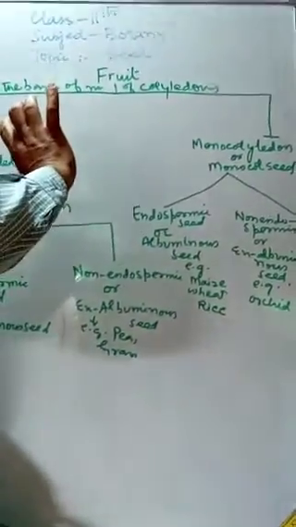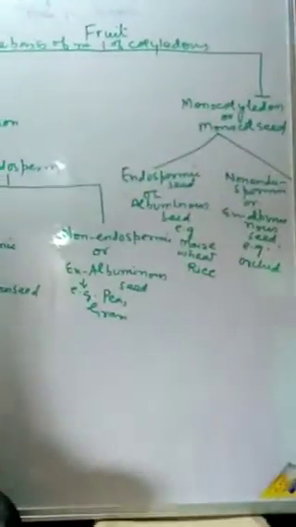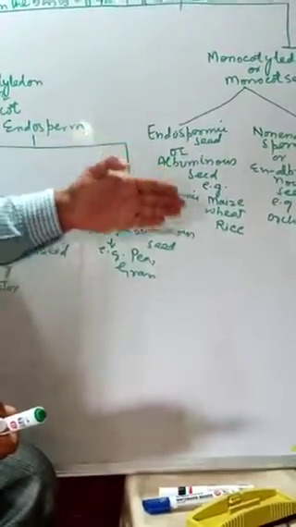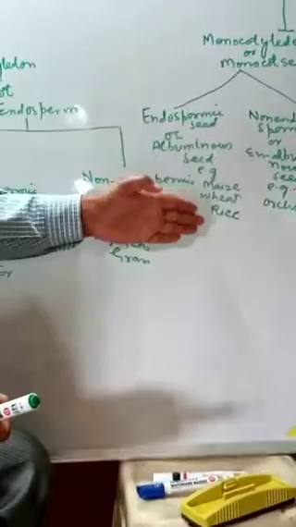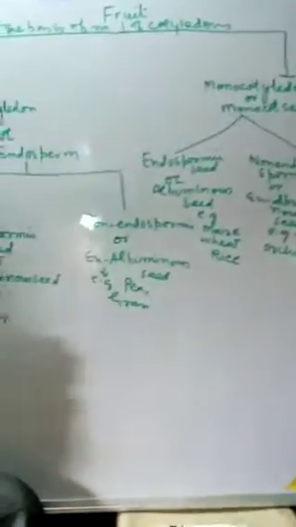The same procedure, या जो हम criteria देखेंगे, that is used for this monocotyledonous seed. For that of endospermic seed or albuminous seed, we have got the example maize, wheat and rice. And that of the non-endospermic seed or ex-albuminous seed, we have the example that we have got the orchid.